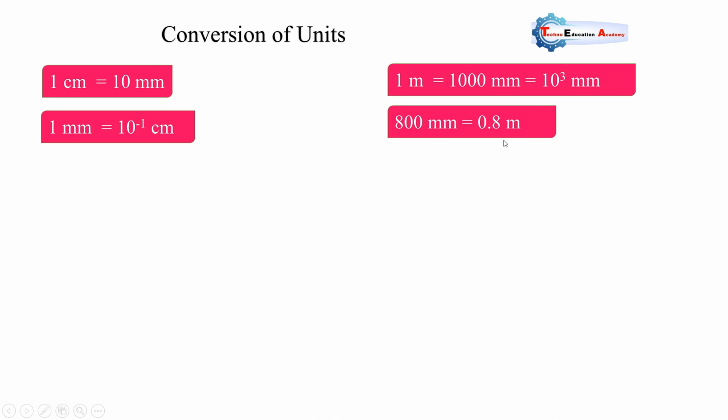So any dimension given in mm that we need to convert into meter, divide by 1000. Same as, for example, if it is given in centimeter and we need to convert into meter, divide by 100 because we know that 1 meter equal to 100 centimeter.